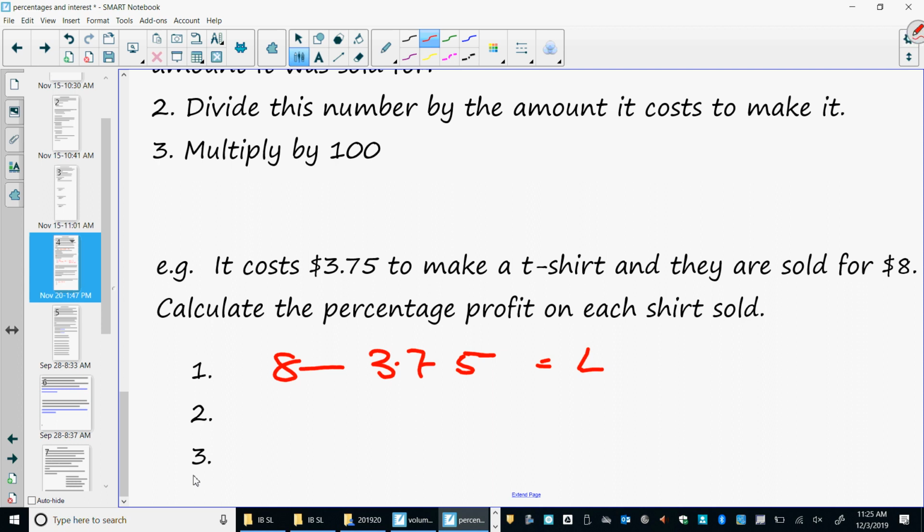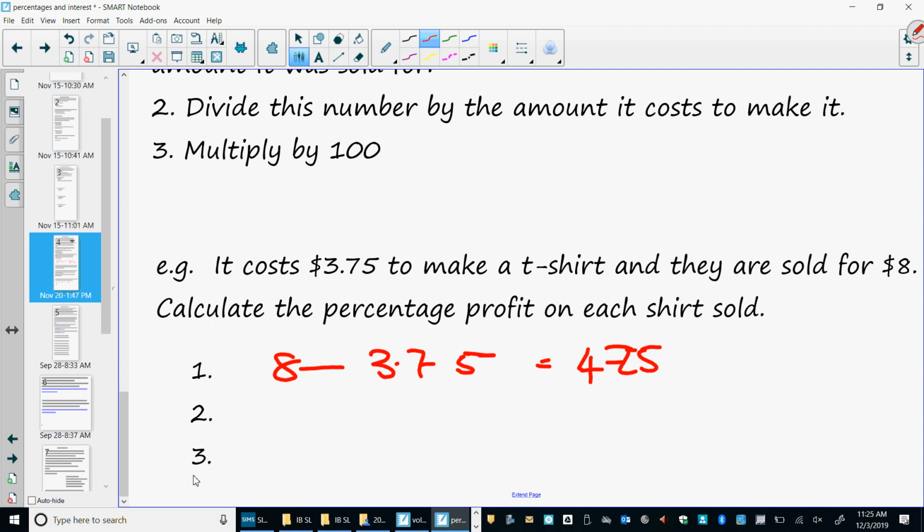Okay, which gives us 4.25. Yes, Sarah. Why did you do 8 first when 3.75 came up first? All right, so when you're finding the actual difference, you don't need to always do the original amount first or the cost first. It's just important when you're doing the dividing.